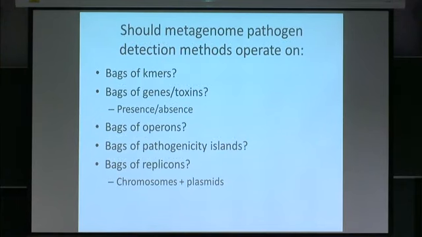And the other thing I wanted to say is, should metagenome pathogen detection methods operate on bags of k-mers, genes, operons, pathogenicity islands, replicons? What is the right level, or is it all of the above? Do we want to incorporate all of the evidence we could possibly have on all these different layers to confirm that something of interest is in the sample?